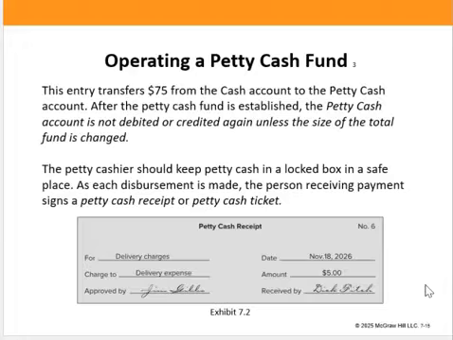And that's because, again, every time you go to the petty cash box, whatever's in it is the equivalent of the petty cash fund. So the petty cashier should keep petty cash in a locked box in a safe place, and as each disbursement is made, the person receiving the payment signs a petty cash receipt or petty cash ticket.